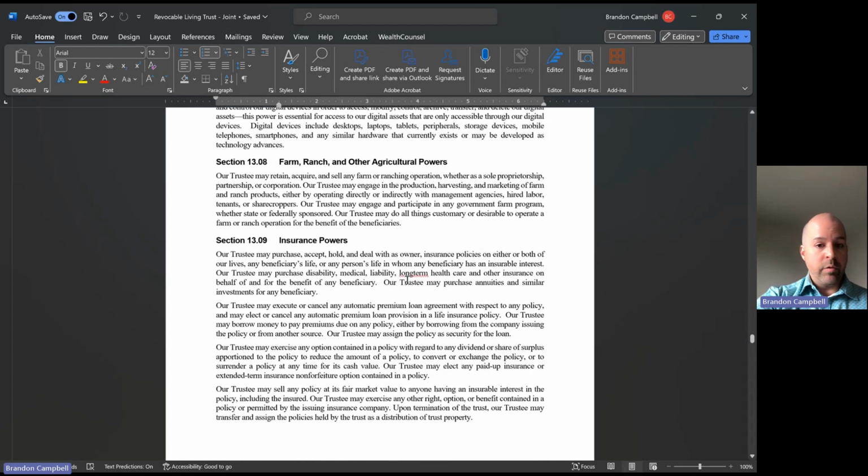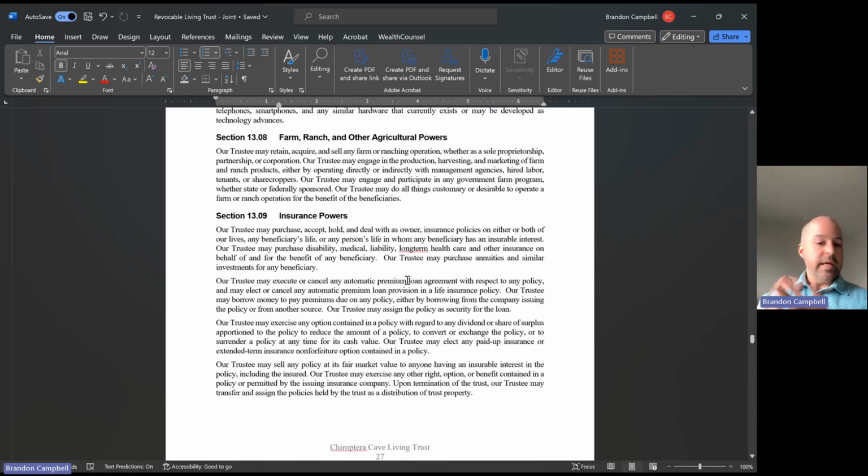Farm, ranch, and other agricultural powers. So to the extent we do have any agricultural interests that might go into the trust, this is giving our trustee the power to manage those, including such things as allowing for contracting to farm the actual land. Insurance powers a little bit lengthier, but we want to make sure that our trustee has power over all insurance policies we have, as well as the ability to obtain additional insurance for us, everything from homeowners insurance, disability insurance, etc.